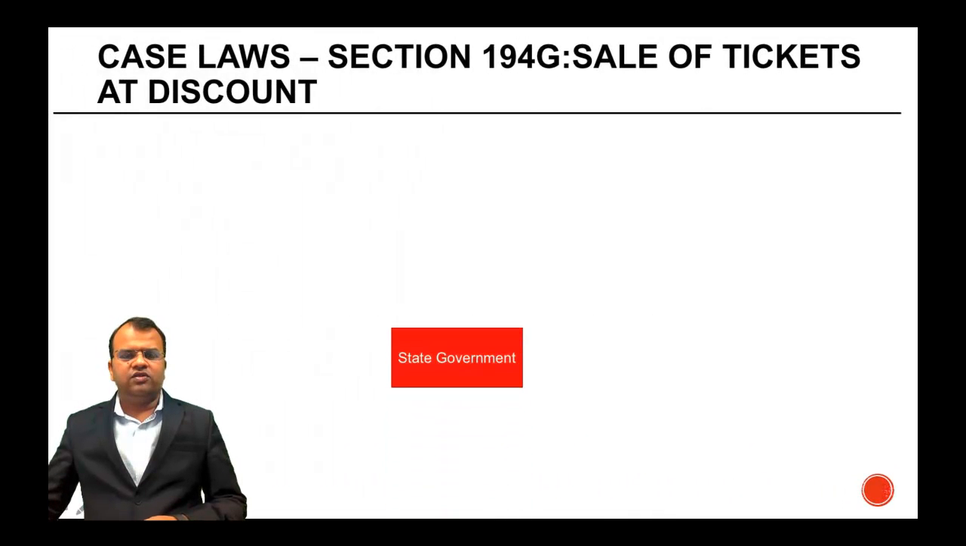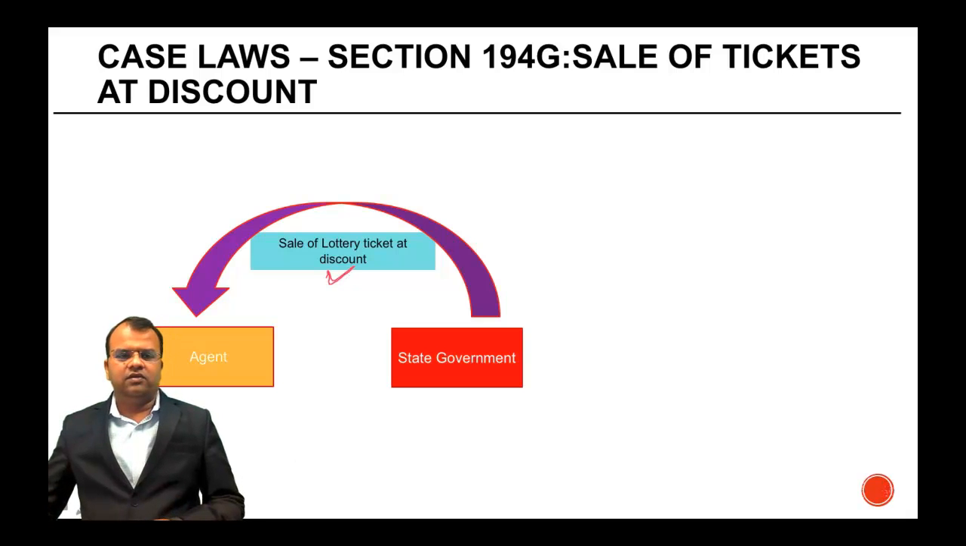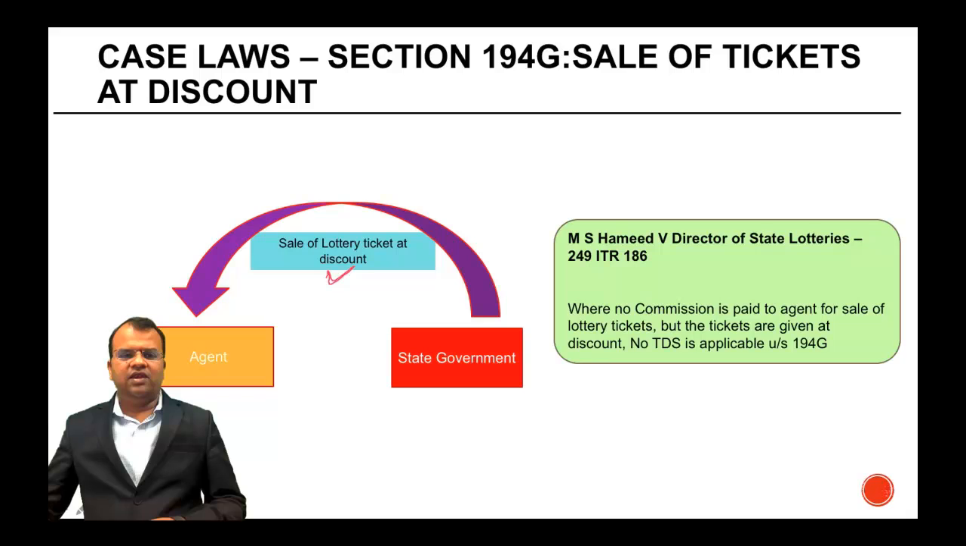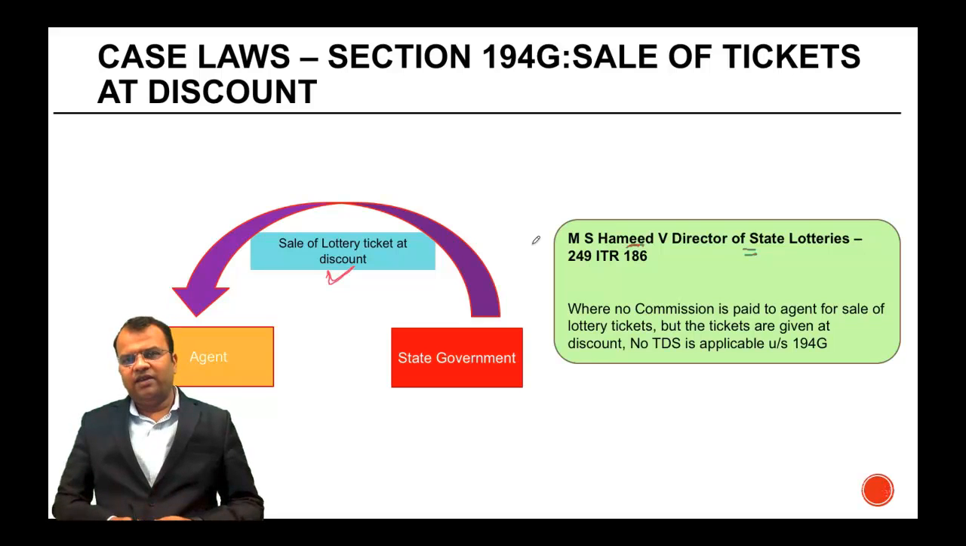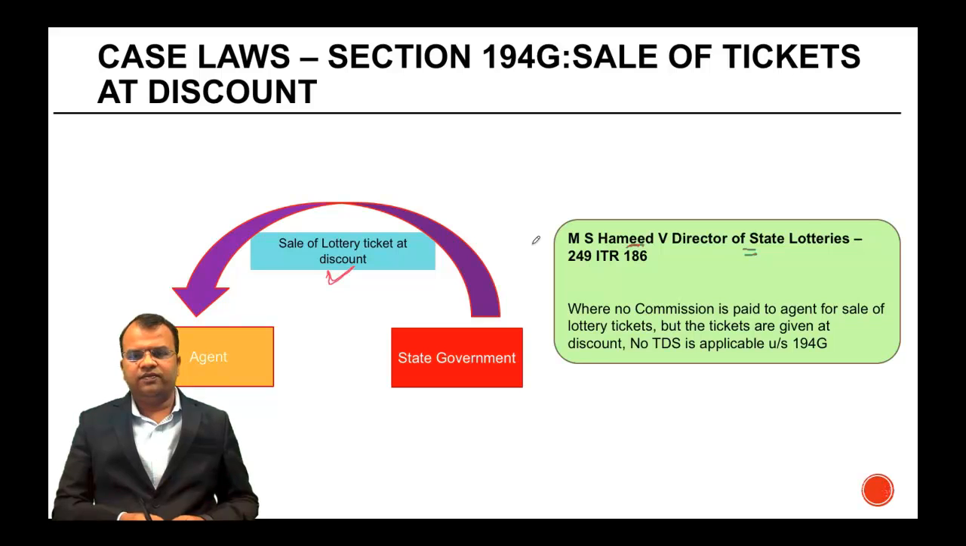Let's look at some case laws. For a moment, assume that the state government has appointed an agent for selling of lottery tickets, and the state government actually sells the lottery ticket to the agent at a discount. In the case of MS Hamid versus Director of State Lotteries, it was held that if the state government does not pay any commission to the agent but sells the ticket at discount.